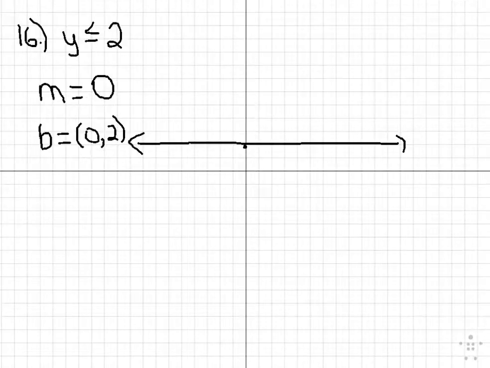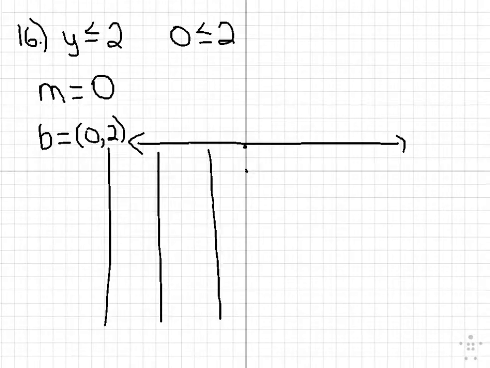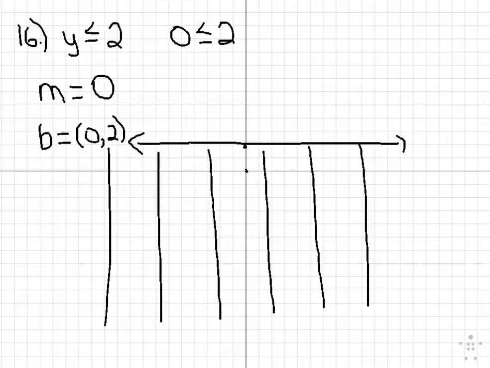Now to try to choose the point (0, 0), so I say is 0 less than or equal to 2? Yes, 0 is less than or equal to 2, so it's all the points below the line and including the line, since it had an equal to sign with it. All the points from the line and below satisfy this inequality.